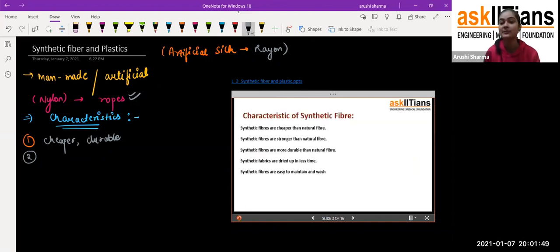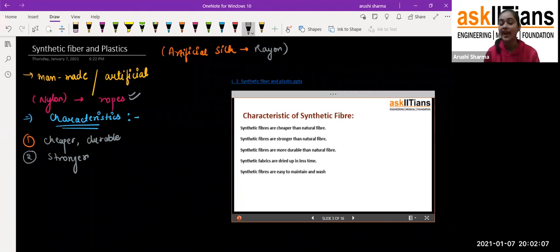And there are so many characteristics, so let us see what the characteristics can be. Synthetic fibers are cheaper than natural fibers. Exactly, they are stronger. So the second point can be that they are stronger. Fine. They are more durable. I have discussed all of these points with you.